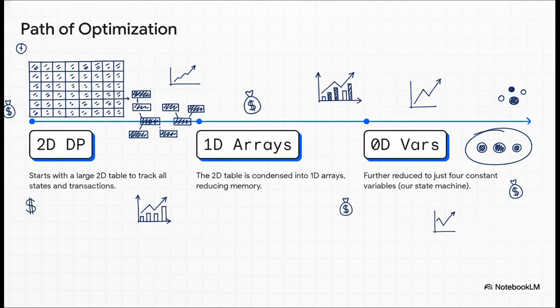That lets you shrink that giant table down to just a few lists. And then, with one more clever insight, you realize you can shrink those lists down even further, all the way down to just 4 numbers. Our little state machine is the final stop on this optimization train.